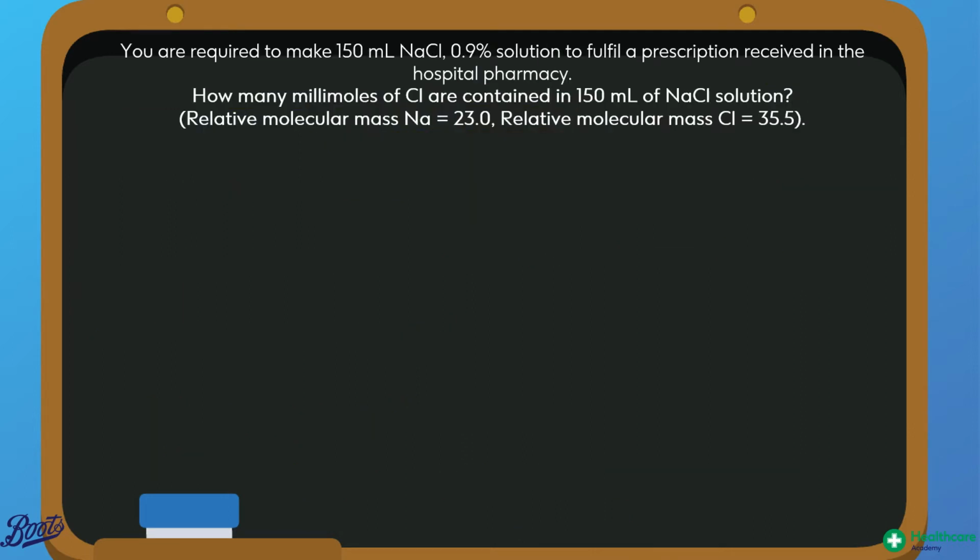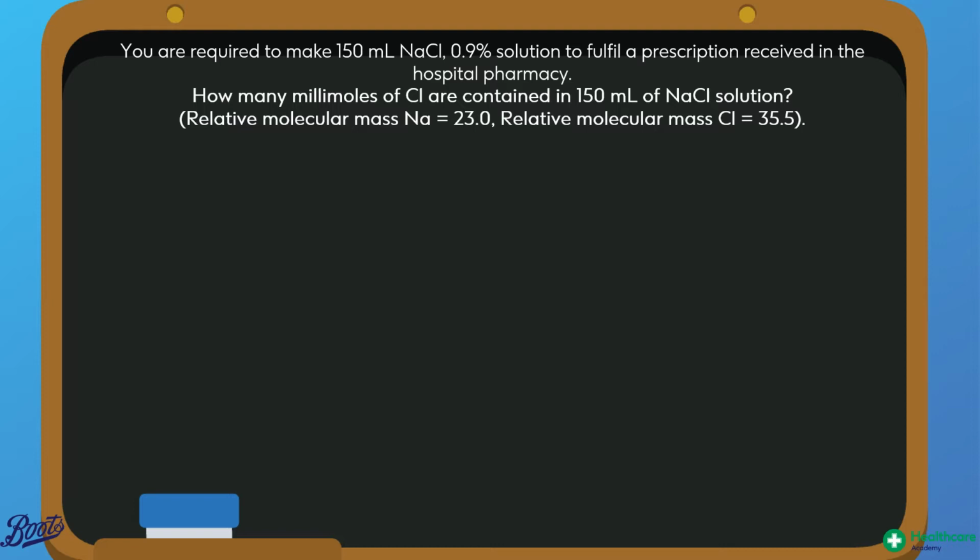Study Day Calculations Paper 1, Question 3. You are required to make 150 ml of sodium chloride 0.9% solution to fulfill a prescription received in the hospital pharmacy. How many millimoles of chloride are contained in 150 milliliters of sodium chloride solution? The relative molecular mass of sodium is 23 and the relative molecular mass of chloride is 35.5.